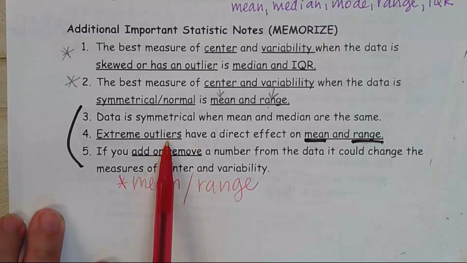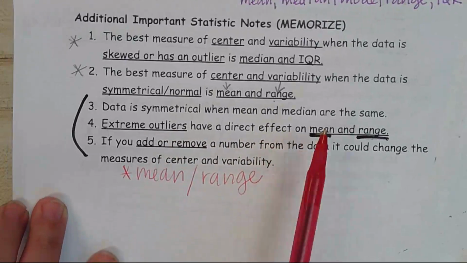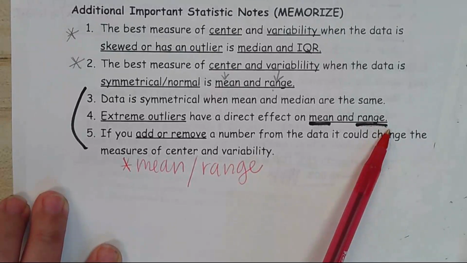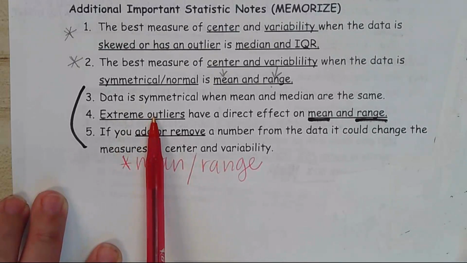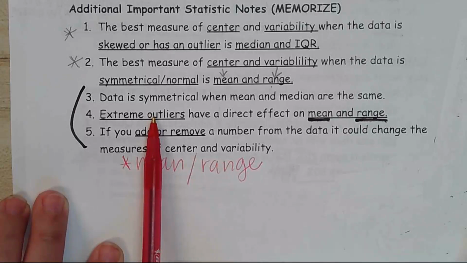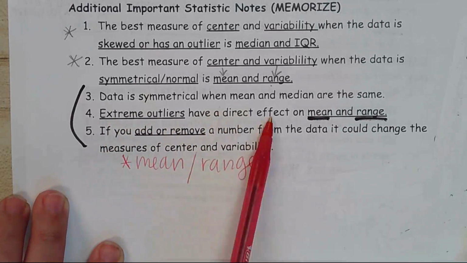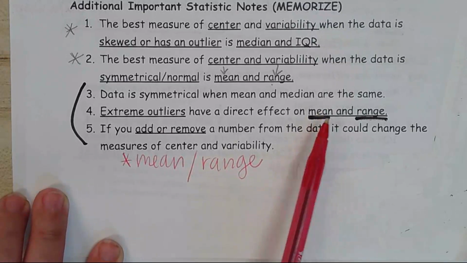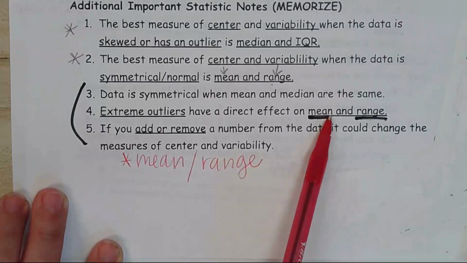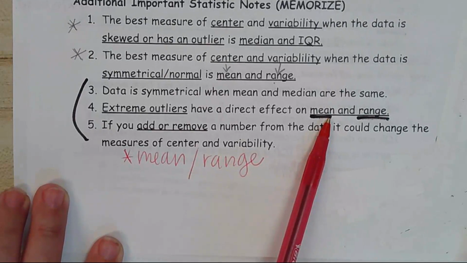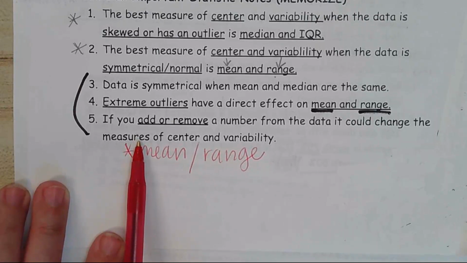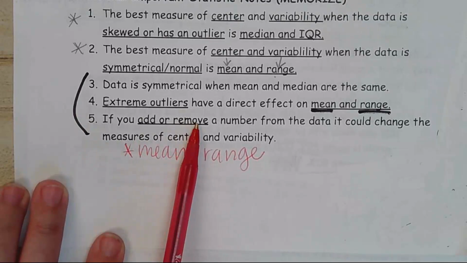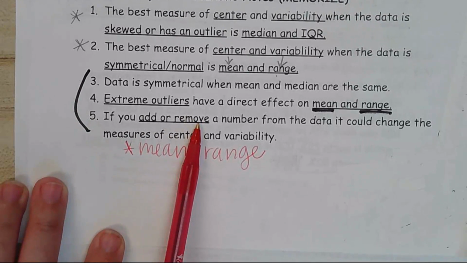So extreme outliers, those zeros, have a direct effect on the mean and it didn't have an effect on the median. The median stayed the same. Extreme outliers have a direct effect on the mean and range. We only talked about the mean. In a little bit we'll talk about range. If you add a 0 or even a 100, is it going to change your average? Yes. If you remove a 0, is it going to change your average?